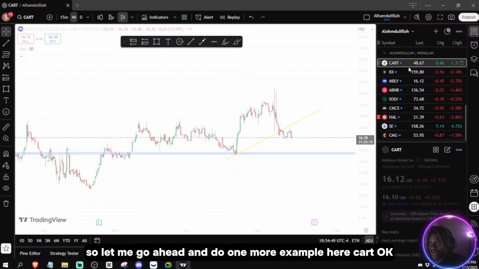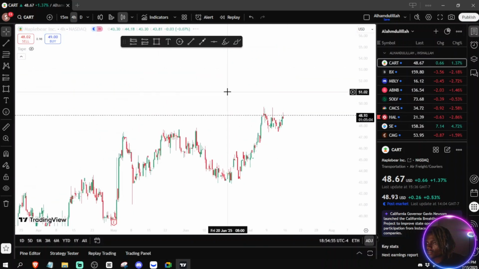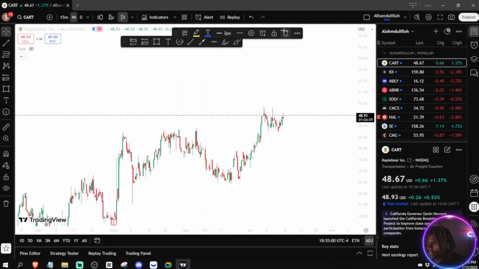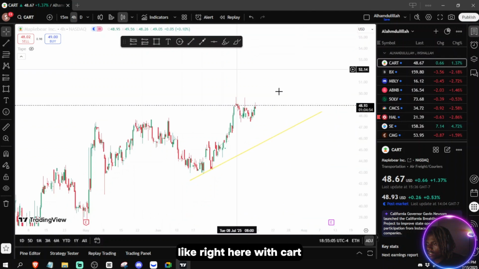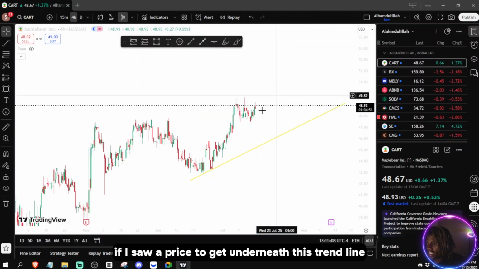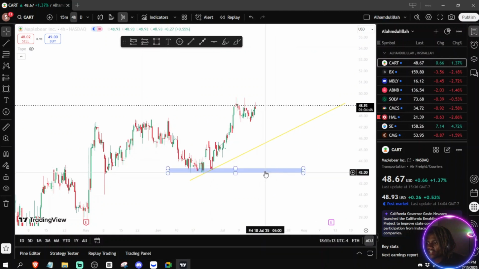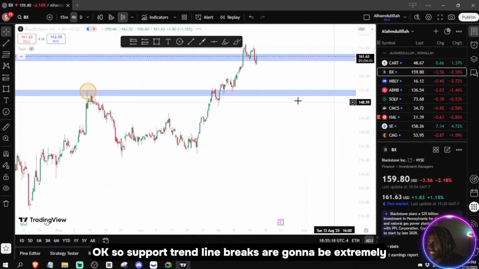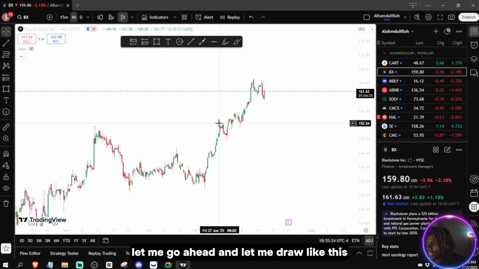Okay, so let me go ahead and do one more example here. Cart, okay. Let me see if I just like right here with cart, if I saw price to get underneath this trend line, then I know price, inshallah, would want to go ahead and fill right here. Okay, so support trend line breaks are going to be extremely useful as well too. Let me go ahead and let me draw like this.